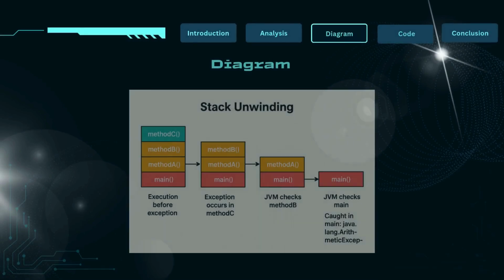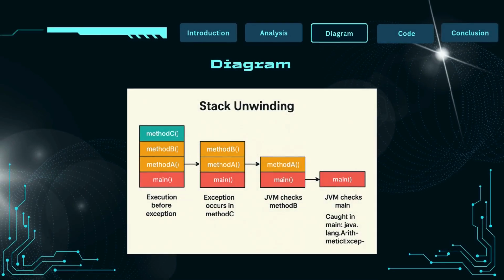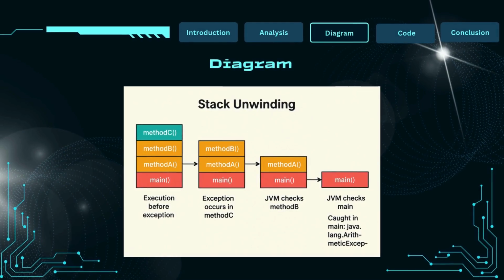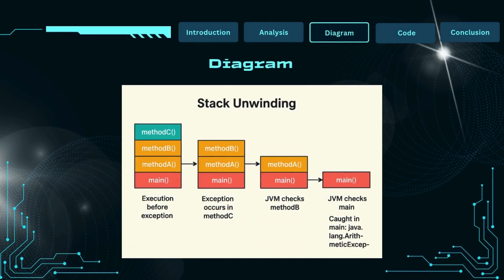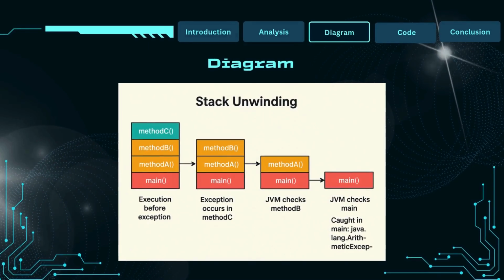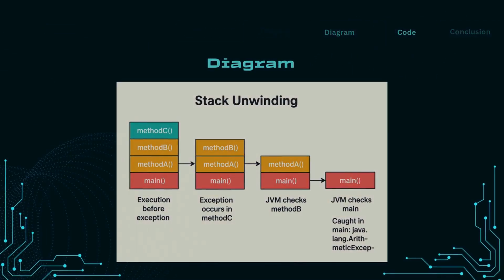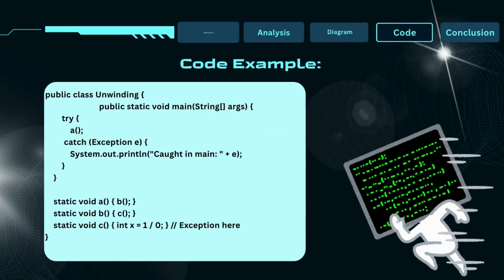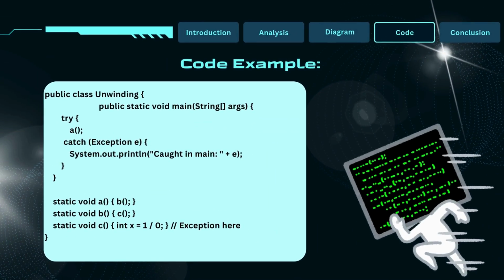Now consider the final state. If the exception is caught in method A, the stack contains only main and method A, with the issue resolved. If no method handles the exception, the program terminates abruptly. The diagram in this presentation illustrates this process. It shows how methods are pushed onto the call stack, how exceptions remove frames, and where handlers step in to solve the problem.